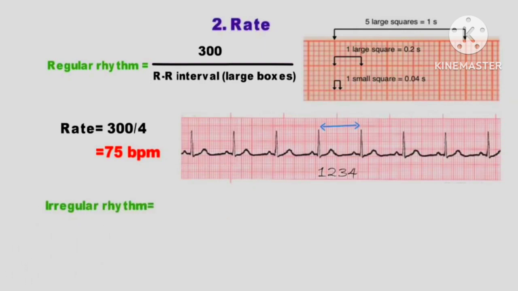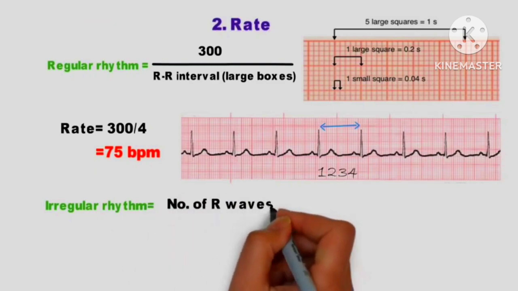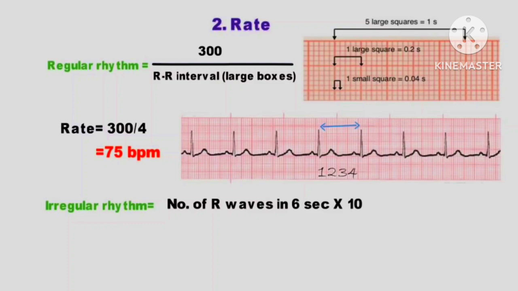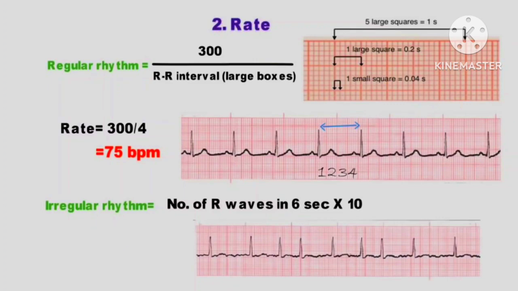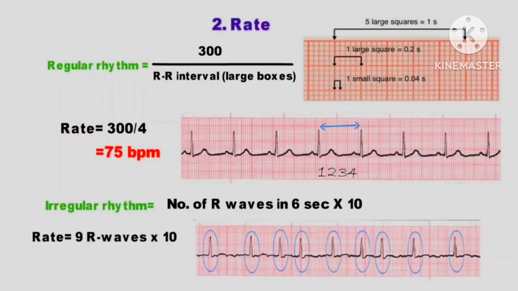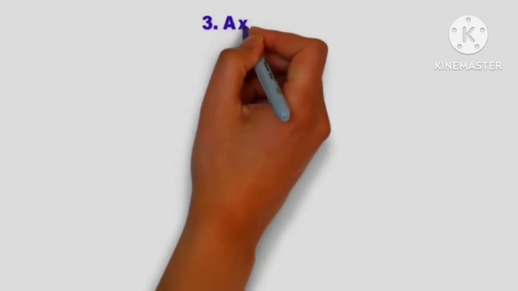But if the rhythm is irregular on ECG, as in atrial fibrillation, rate is calculated by the number of R waves in 6 seconds multiplied by 10, so as to get rate per minute. So in this ECG strip, there are 9 R waves or 9 QRS complexes. So the rate comes out to be 90 beats per minute. So the 300 divided by RR interval formula is valid only if the rhythm is regular. That is why we should first see the rhythm and then calculate the rate accordingly.